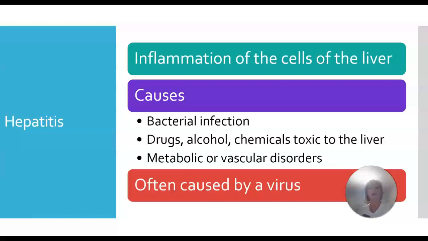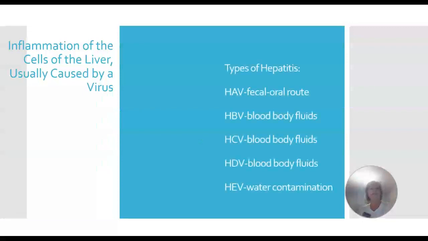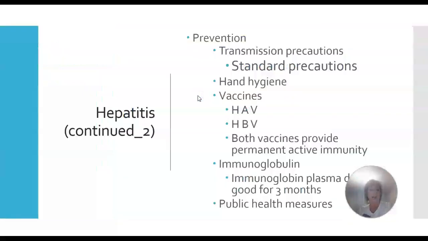Sometimes it can be a metabolic or a vascular disorder. Maybe we're not able to get the blood supply to the liver, but often it's caused by a virus. So these are all of the different ways that someone can contract hepatitis. It's inflammation of the cells in the liver, usually caused by a virus. So we're going to talk about those types first.